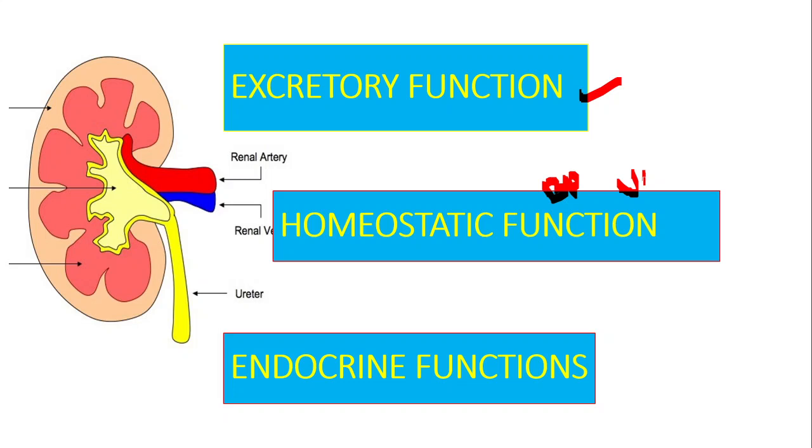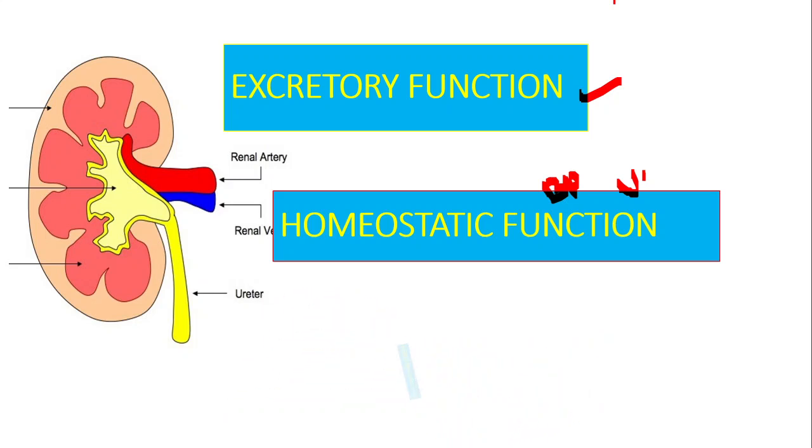If it goes high, it brings it back to normal. If it goes low, it brings it back to the normal range. That is what homeostasis means. So it maintains the homeostasis. Hemodialysis won't replace all the functions. It replaces excretory function and some part of the homeostasis function. Endocrine function can't be replaced. So the intro for hemodialysis is replacement of the kidney function by an artificial procedure.